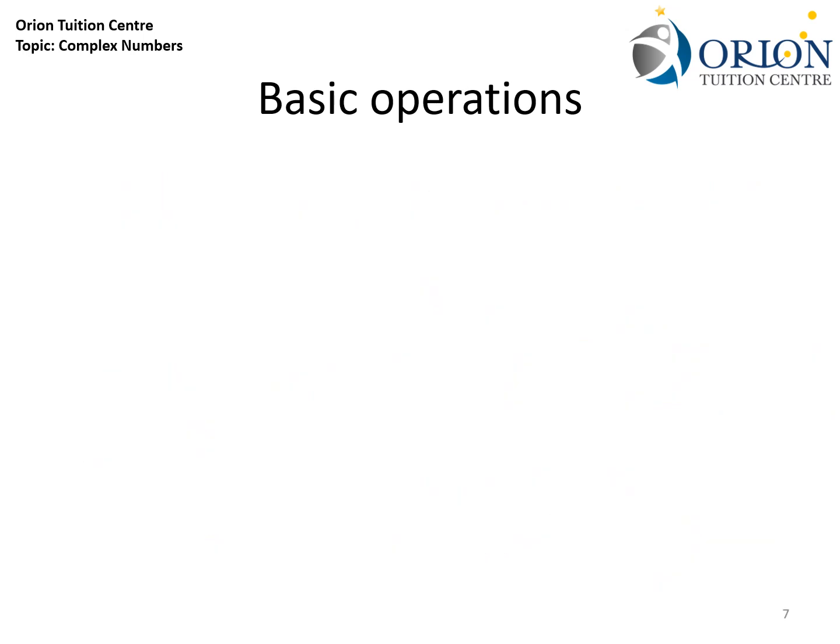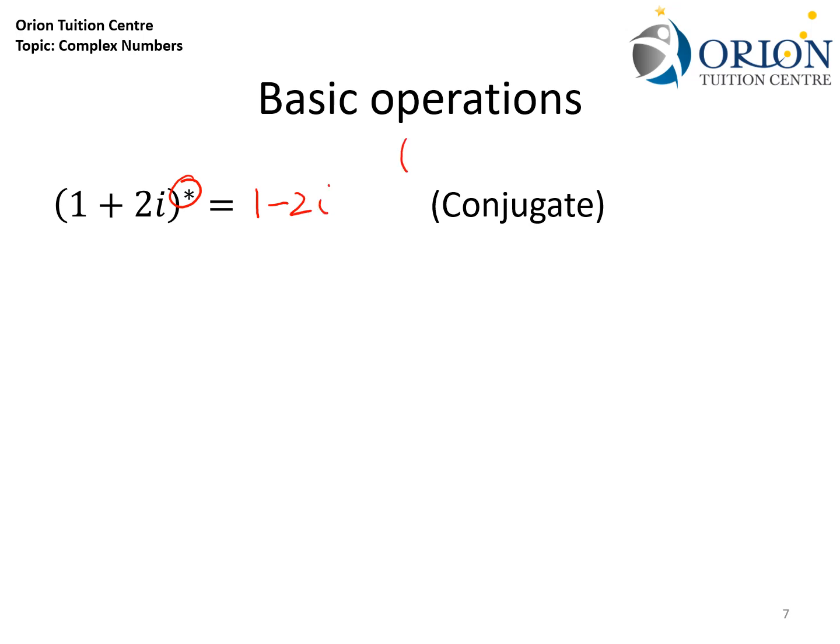The next operation is something that is unique to complex numbers, and it is called the conjugate operation. It is represented by the asterisk behind the complex number. What the conjugate does is to change the sign of the imaginary component. So for 1 plus 2i, its conjugate becomes 1 minus 2i. And likewise, for the complex number 1 minus 2i, its conjugate will become 1 plus 2i. So we say that 1 plus 2i and 1 minus 2i form a conjugate pair.